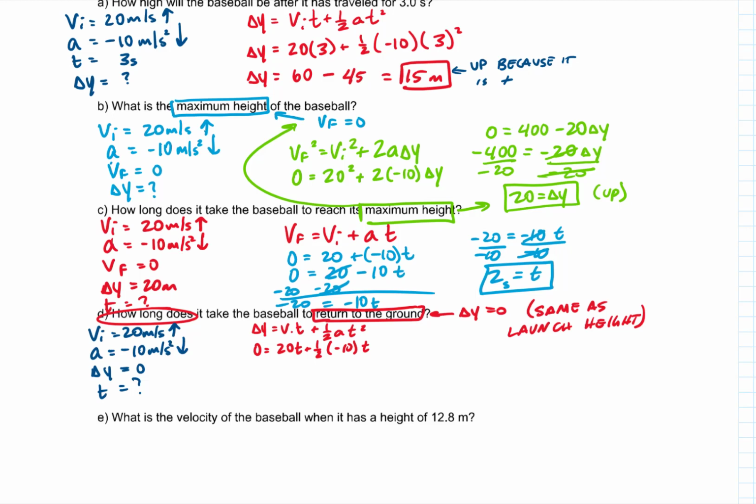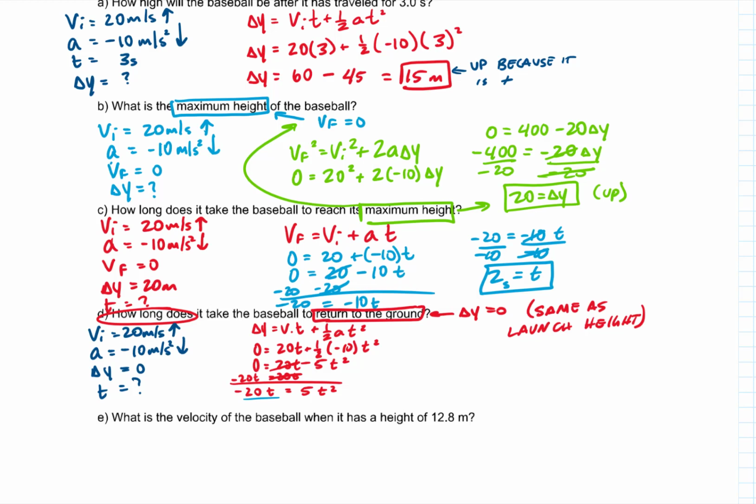Because there's a 0 there and I got a t everywhere, I'm going to eventually want to move that 20t over to the other side by subtracting it over. We're going to multiply everything out first. So 0 is equal to 20t minus 5t squared. I'm going to subtract 20t over to both sides. That gets rid of it on the right-hand side. So I've got negative 20t is equal to 5t squared.